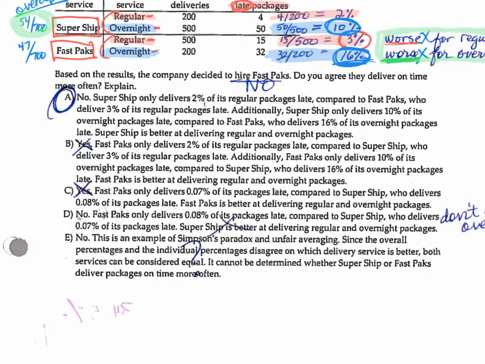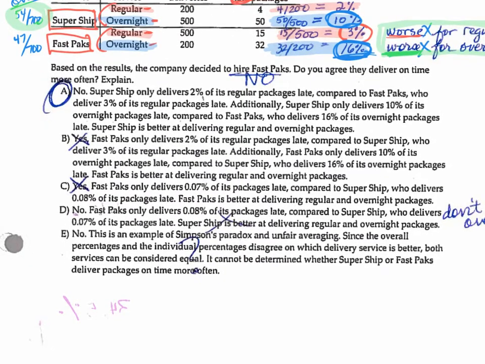Let's look at what E says. E says, "No, this is an example of Simpson's Paradox and unfair averaging." Okay, I like that. That's a good sentence. "Since the overall percentages and individual percentages disagree on which delivery service is better." Okay, that's great. That is true. Individual percentages said Fast Packs was worse, and the overall percentages said Super Ships is worse.